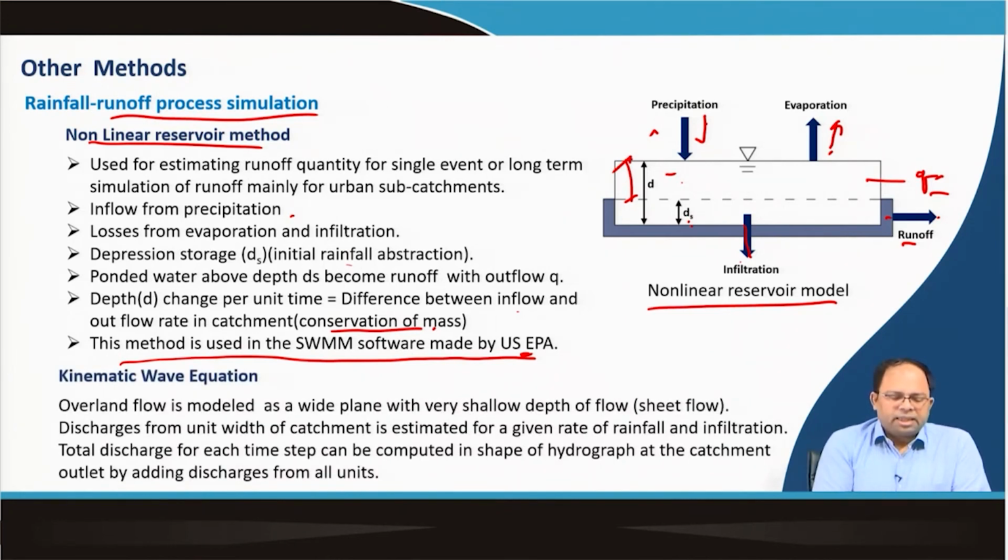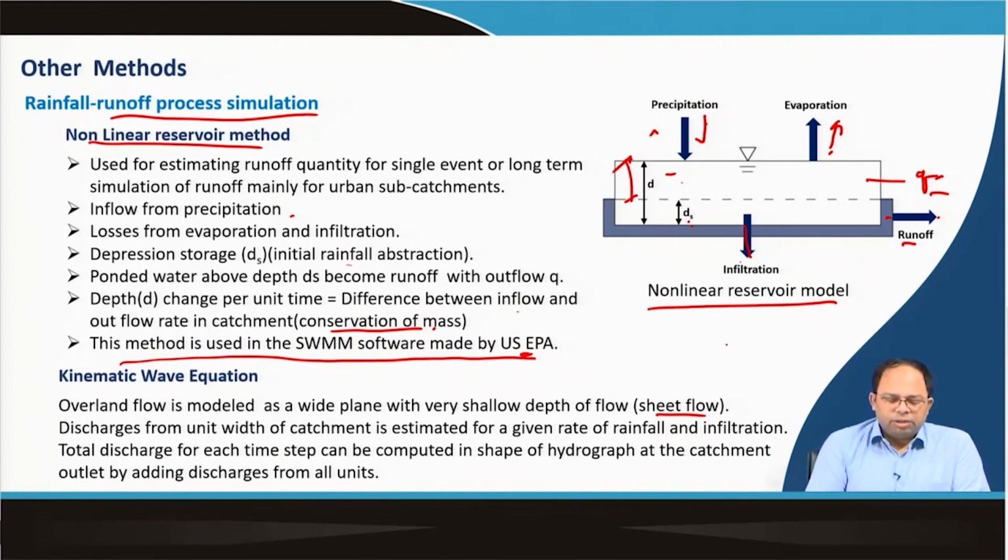Another method is the kinematic wave equation. In this method, overland flow is modeled as a wide plane with very shallow depth of flow, laminar flow you can call it sheet flow, and discharge from unit width of catchment is estimated for a given rate of rainfall and infiltration. So, the total discharge for each time step can be computed in the shape of a hydrograph at the catchment outlet by adding discharges from all units.